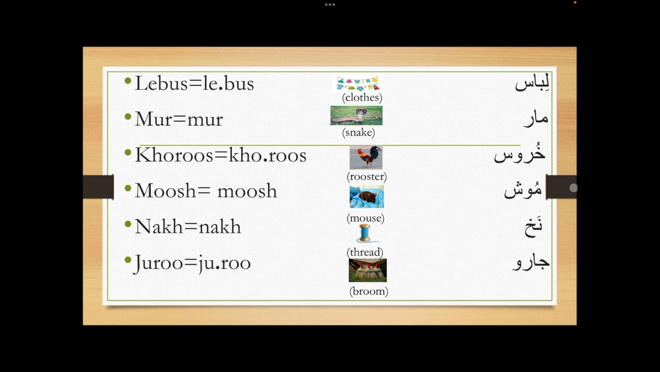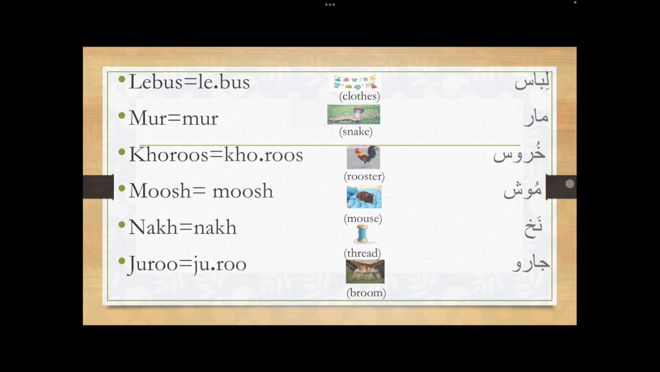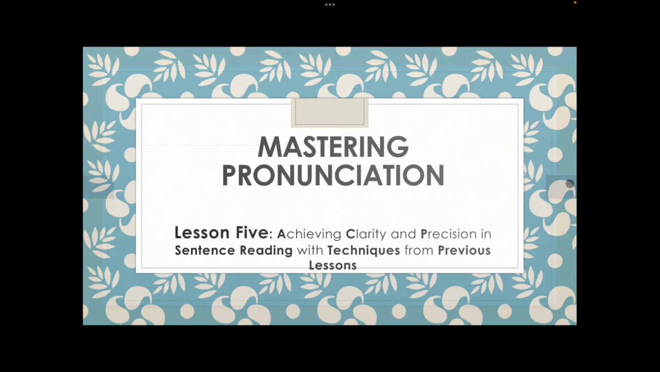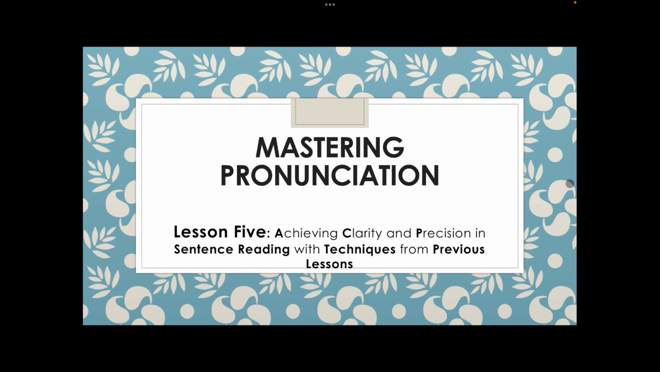So let's practice these words real quickly. If you want, try to pause the video and try it yourself. But anyways, here we're gonna do it together. Labos, mar, horus, mush, nach, and jaru. So make sure you keep on practicing that, okay? But yeah, that's pretty much it for this supplementary lesson.